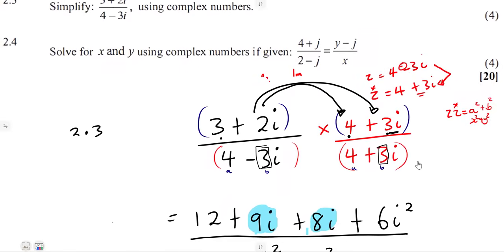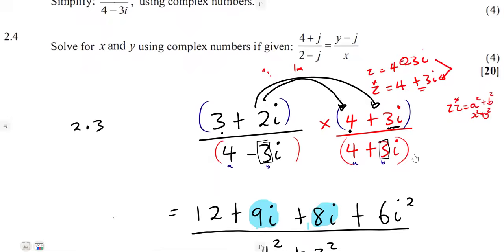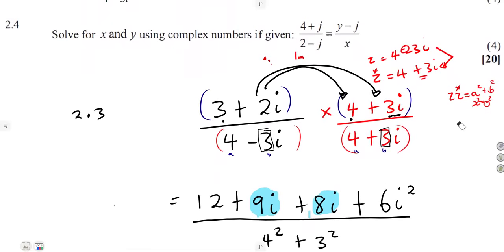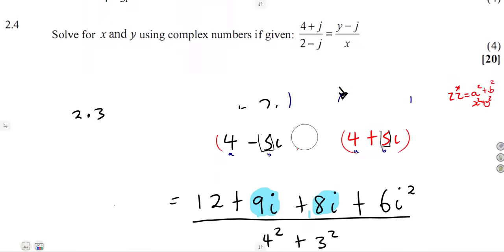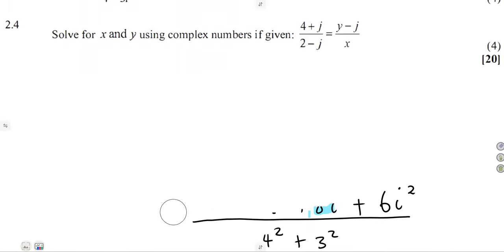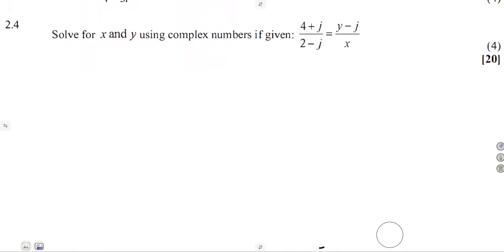All right, 2.4. Solve for x and y using complex numbers for this given equation. All right, there is an equation which is under our complex numbers. So solving, guys, there can be so many ways to solve these. We can use so many ways, but let us just figure out what we can do.